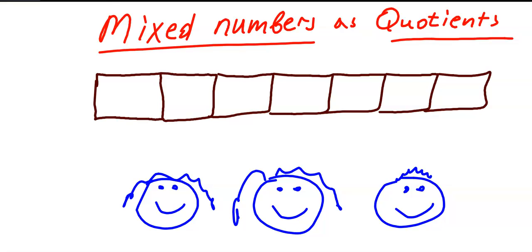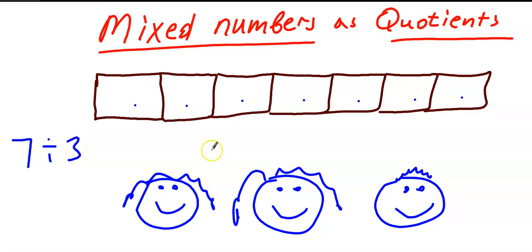Okay, this is a lesson where we're going to take mixed numbers and interpret them as quotients. So basically, what we have to do here is do a problem where quotient means it's the answer to a division problem. So in this question, let's say we have 7 pieces of chocolate bar: 1, 2, 3, 4, 5, 6, 7. 7 pieces of a chocolate. And we're dividing it by these 3 really happy kids.